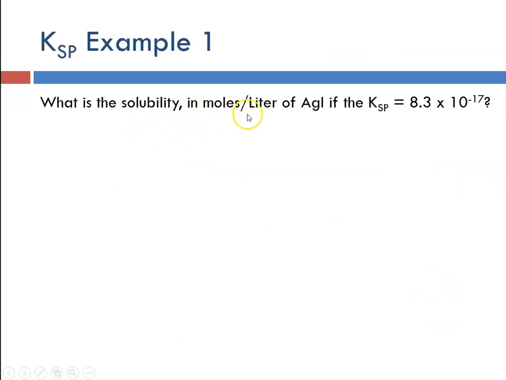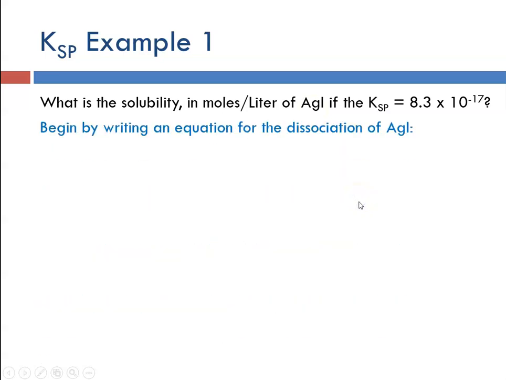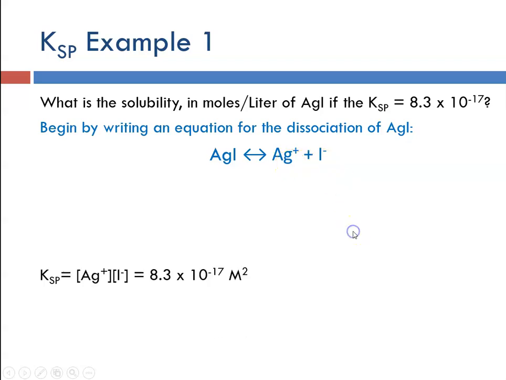What is the solubility in moles per liter of silver iodide if its KSP is 8.3 times 10 to the minus 17? And that would be molarity squared, if I'm thinking about this correctly. I didn't put in the unit. Notice that that is a very small number, and that's because we know that silver iodide would not be terribly soluble. So the first thing we do is write an equation for the dissociation of silver iodide in solution. And that would be silver iodide goes into solution and produces silver ions and iodide ions.